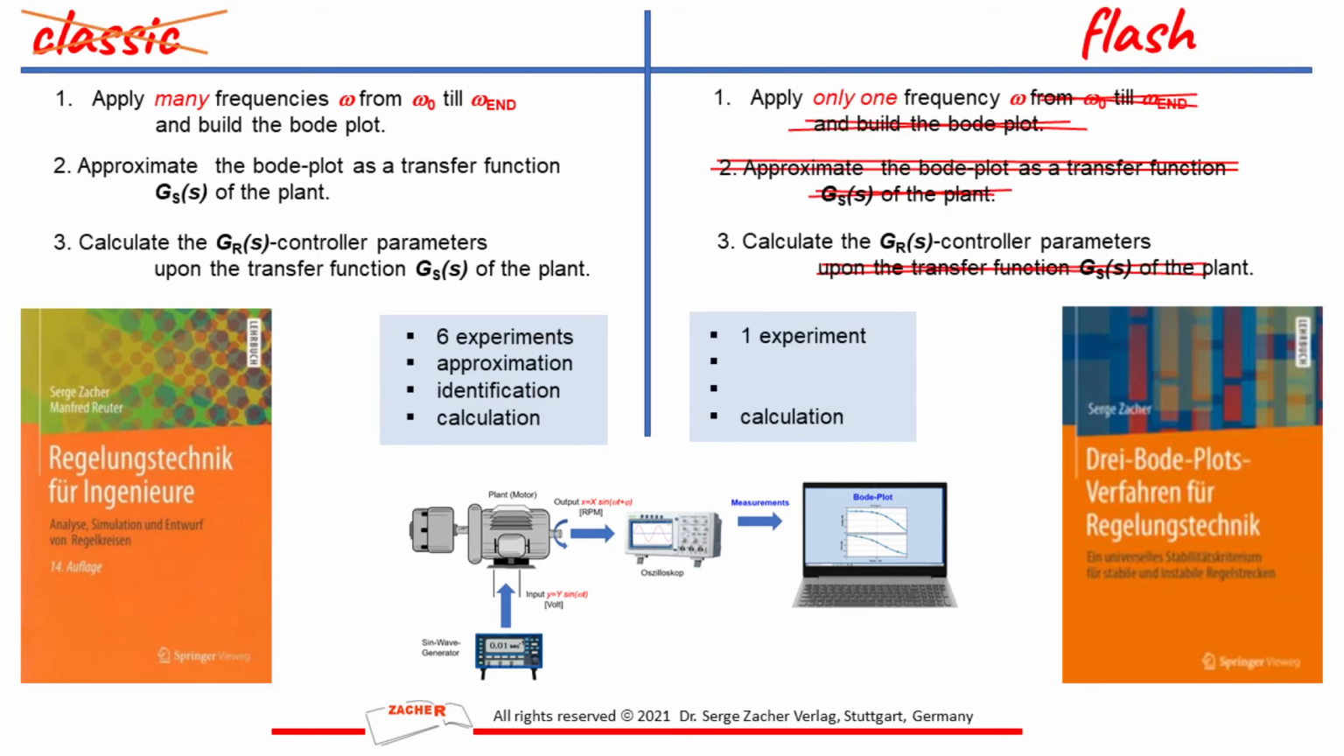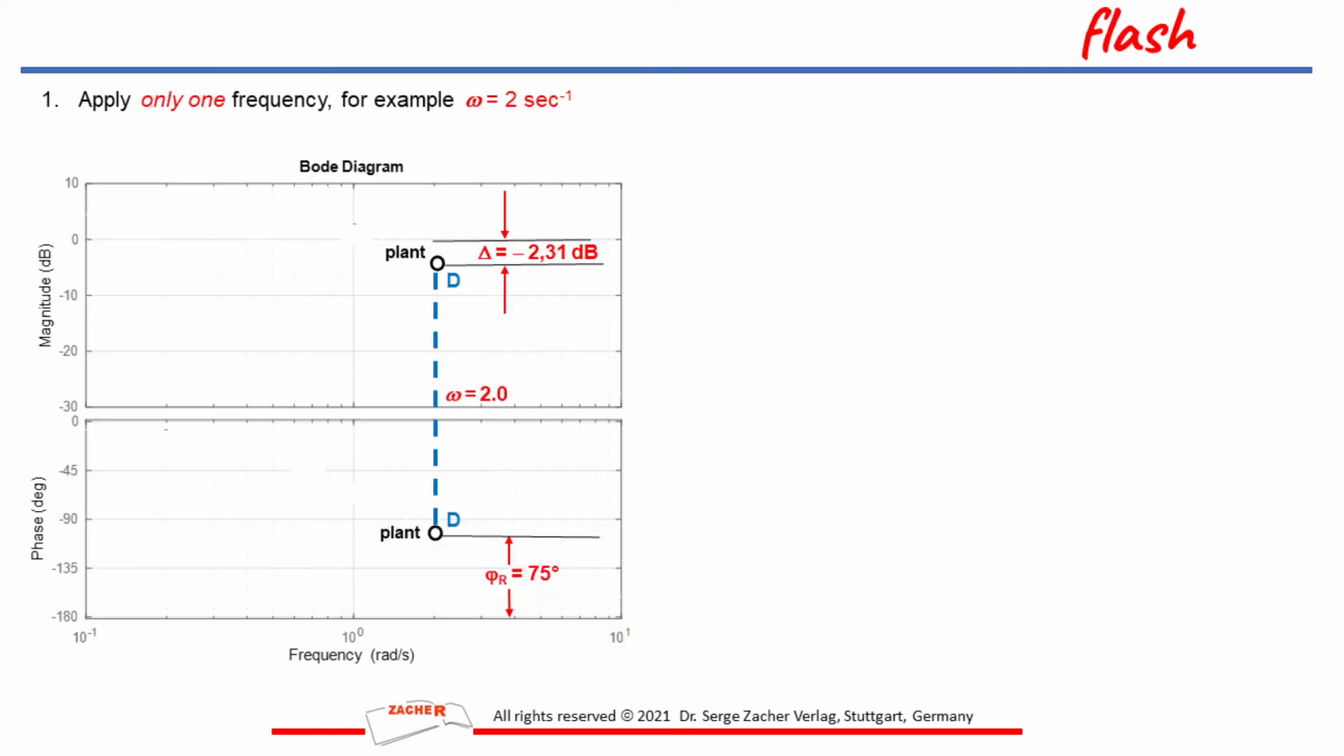Now let us compare the number of operations according to the flash method, developed by Dr. Zacher. Only one measurement, no approximation, no identification. And after that, directly calculation of the controller parameters upon a single point pair of the Bode plot. Impossible, but it is true. Here is an example of the flash method.